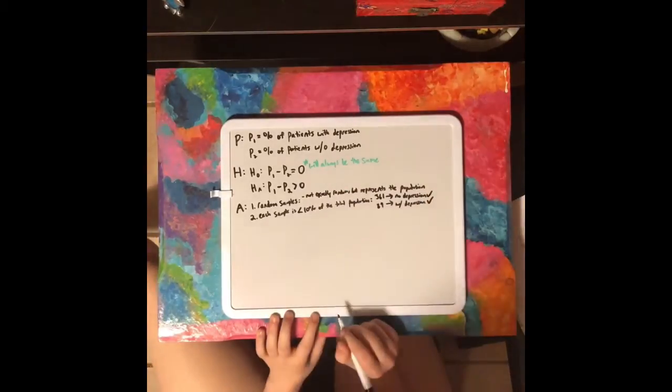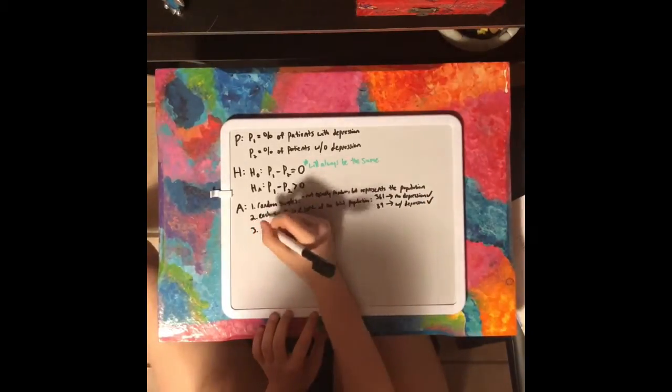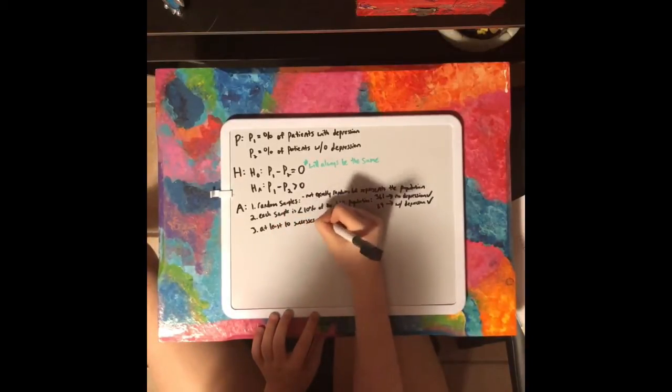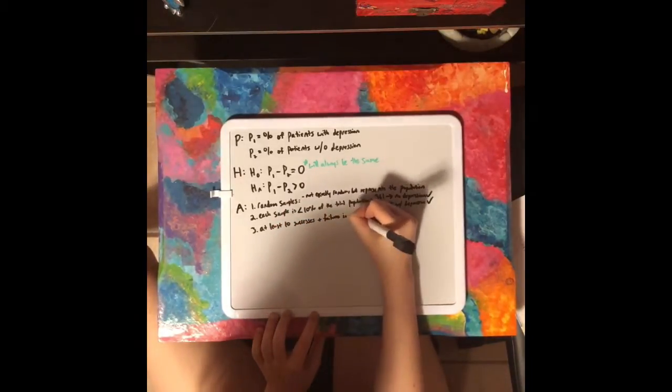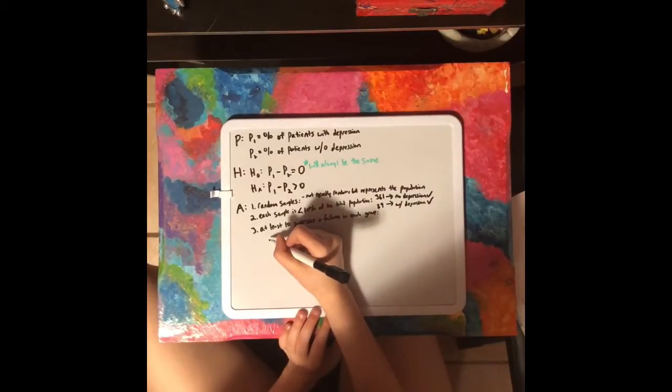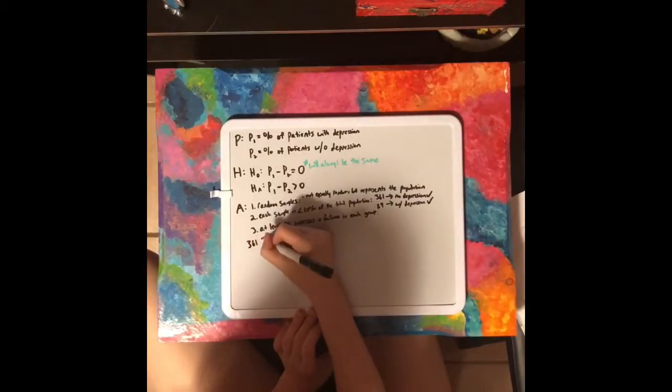Our third condition is that there must be at least 10 successes and 10 failures in every sample. For this one, you have to do a little bit of math, but it's not that hard. For our problem, it's easy to look at the numbers and know that all of our p-values are greater than 10. From there, you can calculate q and know that those are also greater than 10.